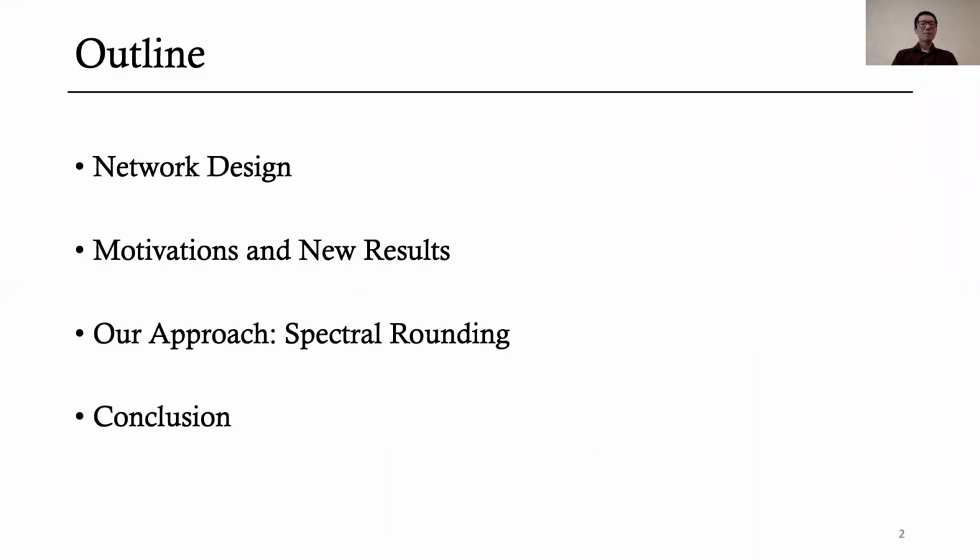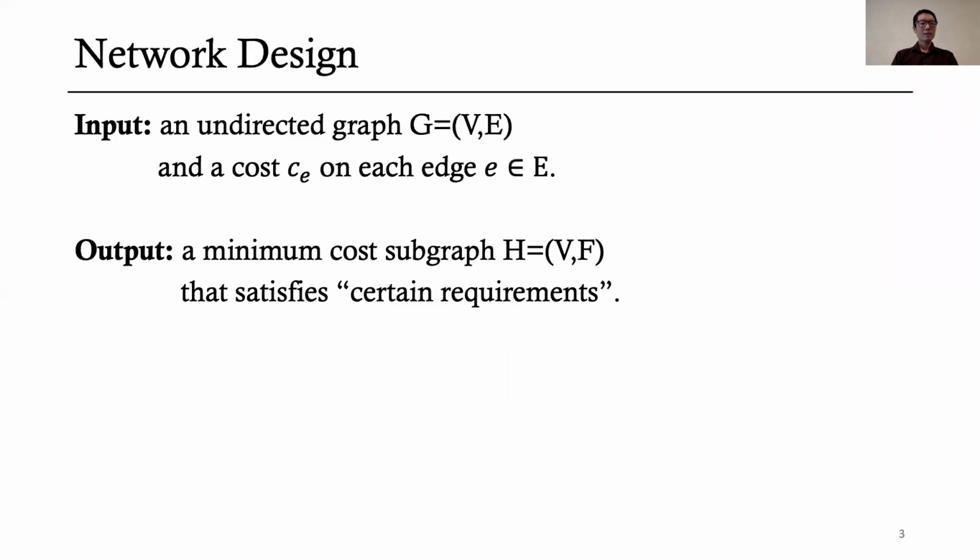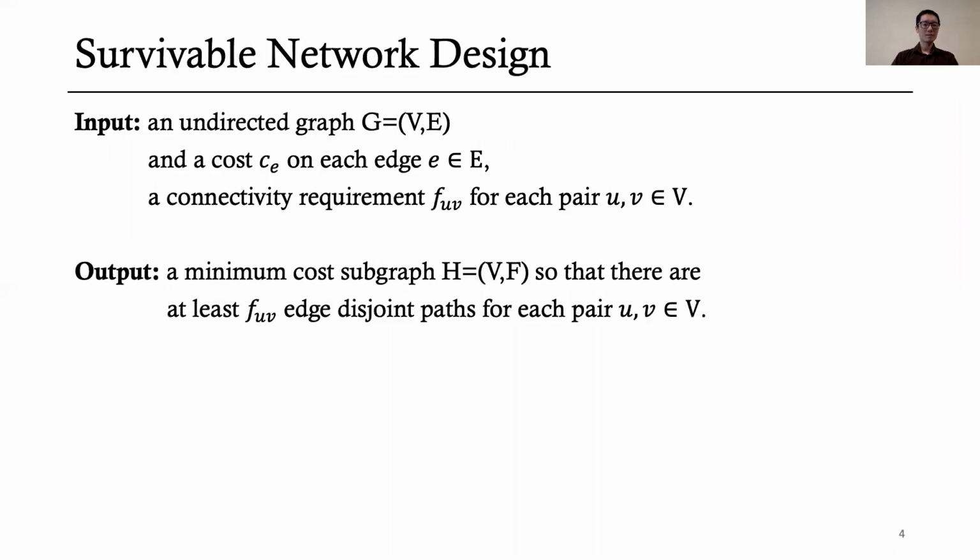Let's start with some background about network design. Generally speaking, in a network design problem, we are given an undirected graph G as input. Each edge has a cost. The goal is to find a minimal cost subgraph satisfying certain requirements.